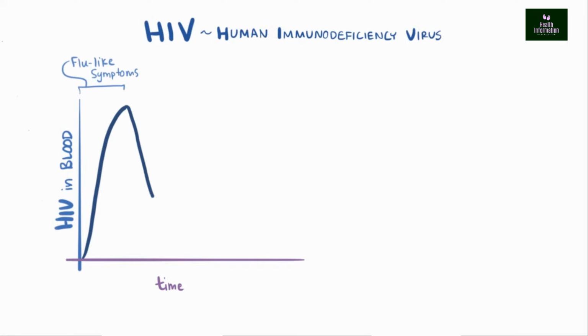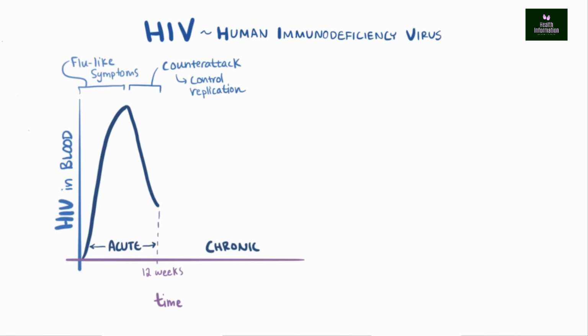In response, the immune system mounts a counterattack, though, and starts to control the amount of virus replication, and the amount of virus in the blood declines to lower but still detectable levels by 12 weeks, at which point the patient enters into the chronic or clinically latent phase, which can last between 2 and 10 years. If we plot the amount of T cells alongside the amount of virus, we'll see that they loosely mirror each other, which makes total sense, right?